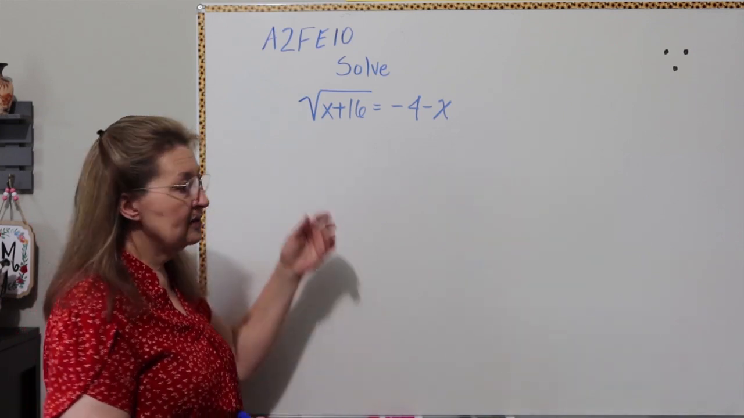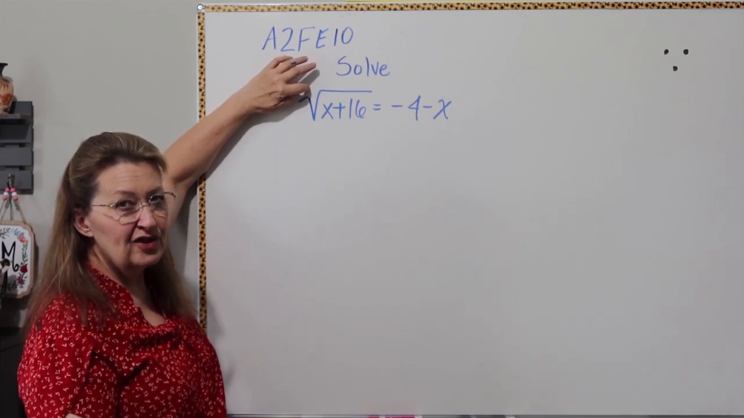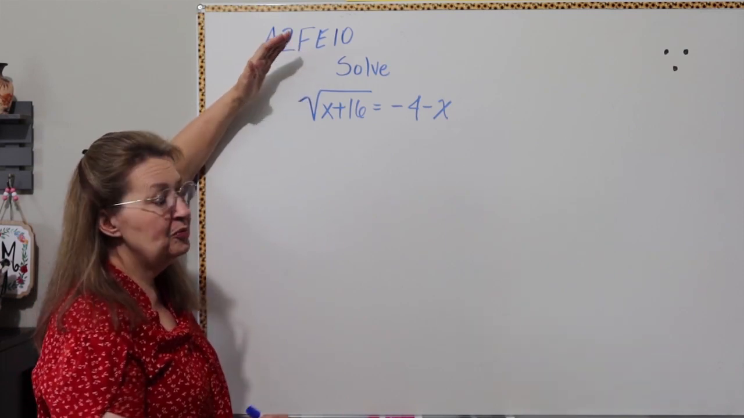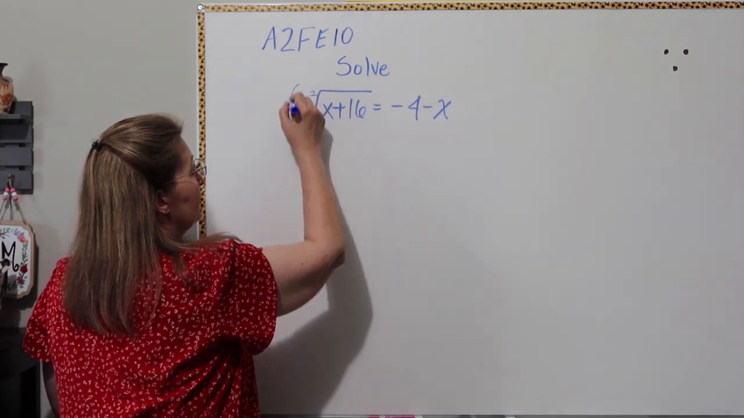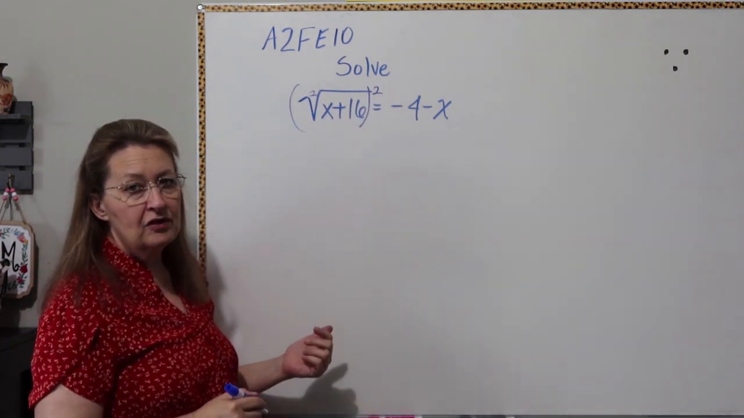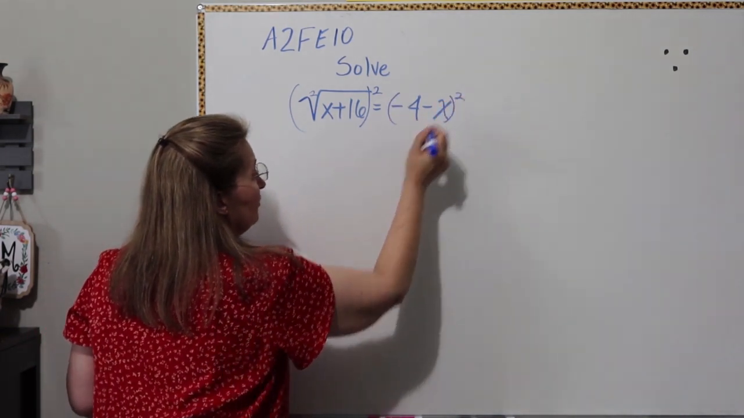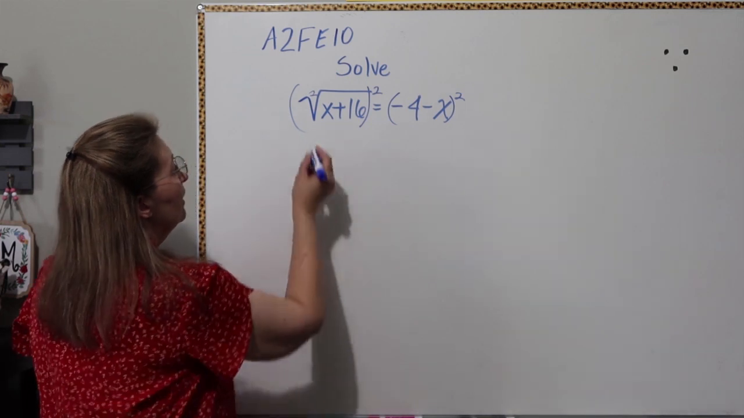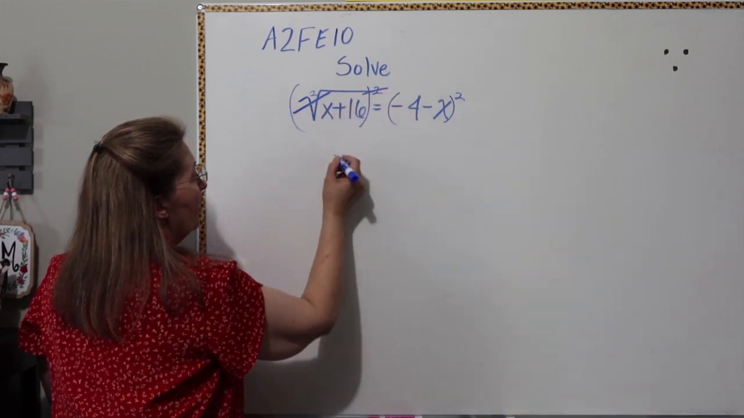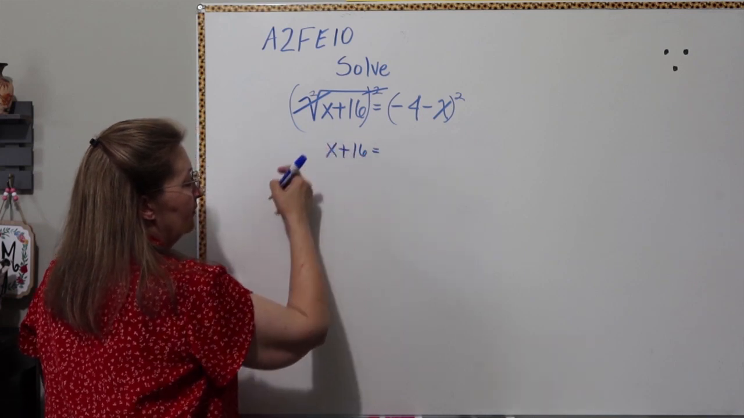Now what's the index? Well, that's the number under here that tells you what kind of a root you're taking. Since there's no number here, it's understood to be a 2 for square root. So to get rid of it, I'm going to square that. Now whatever you do to one side, you have to do to the other. So I'm going to do this to keep it balanced. Now a square root and a square power cancel each other out and just leave you the radicand.